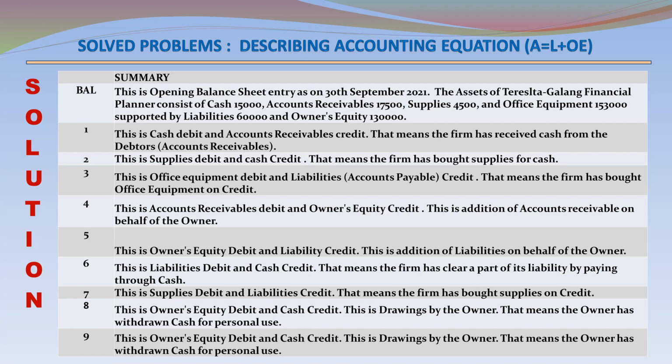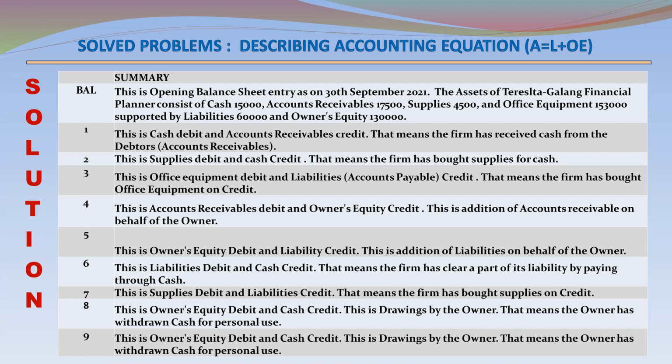Balance. This is the opening balance sheet entry as on 30th September 21. The assets of Galang Financial Planner consist of cash 15,000, accounts receivable 17,500, supplies 4,500 and office equipment 153,000, supported by liabilities 60,000 and owner's equity 130,000. Transaction 1. This is cash debit and accounts receivable credit. That means the firm has received cash from the debtors. Transaction number 2. This is supplies debit and cash credit. That means the firm has bought supplies for cash.